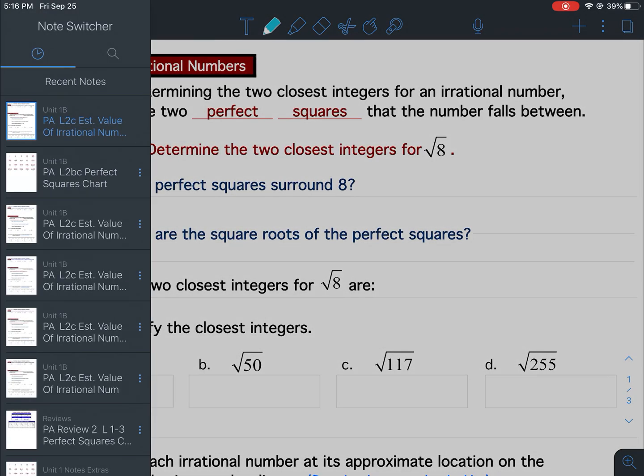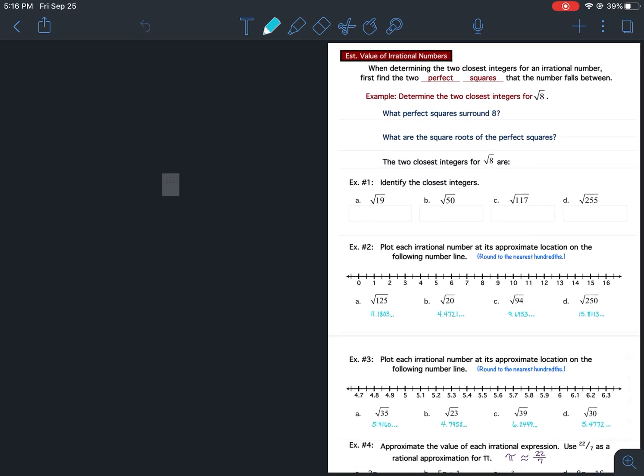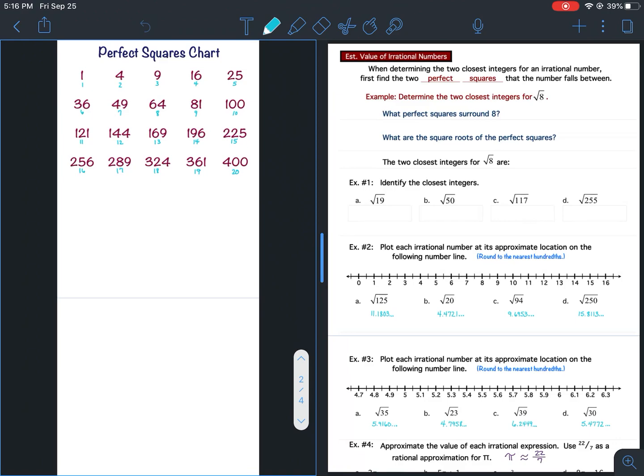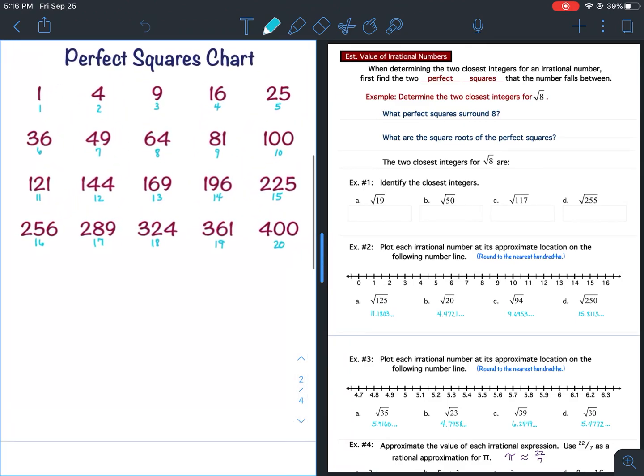Well, first of all, let's take a look at our perfect squares chart. We made a chart of the perfect squares in your lesson 1 notes, and I also gave you a handout that has a chart of the perfect squares on it. Either way, it doesn't matter what you use. I'm going to use this chart that I made.